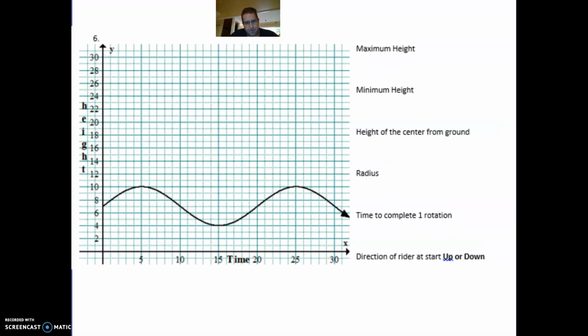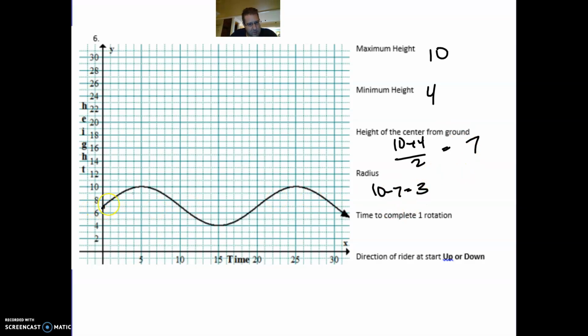All right, 3 more. Maximum height looks to be 10. Minimum height is 4. Height from center of the ground, add the 2 up. It's basically the same. I really could just stop after this one because I'm doing the exact same thing every time. 14 divided by 2 is 7. The radius is the difference, so 10 minus 7 is 3. That's 3 above it. That's 3 below it.